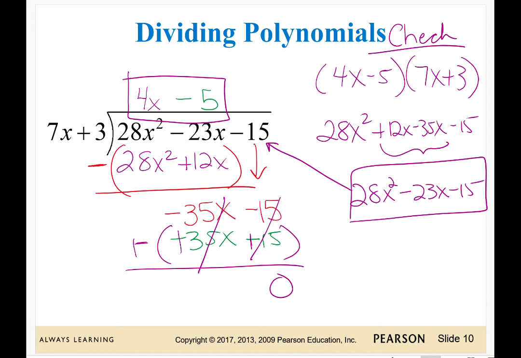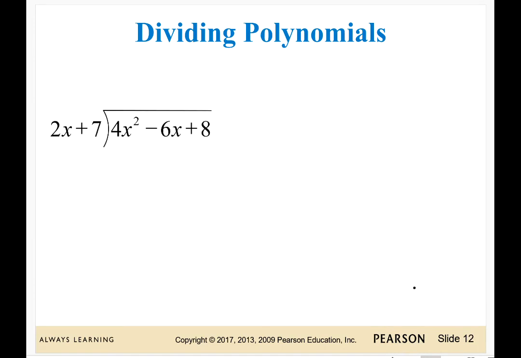So the nice thing about these is you can double check them, which is always good. All right, let's try another one. All right, same kind of problem. I'm going to start again. All right, 2x times what would give me 4x squared? That would be 2x. So 2x times 2x is 4x squared. 2x times positive 7 is positive 14x. Right, we're going to subtract all that stuff.